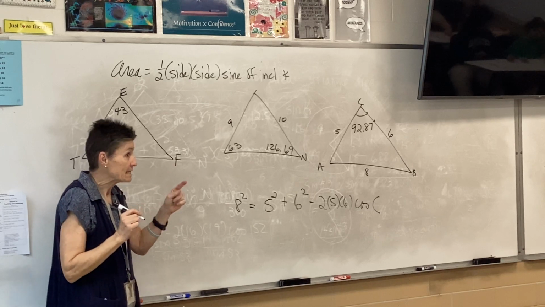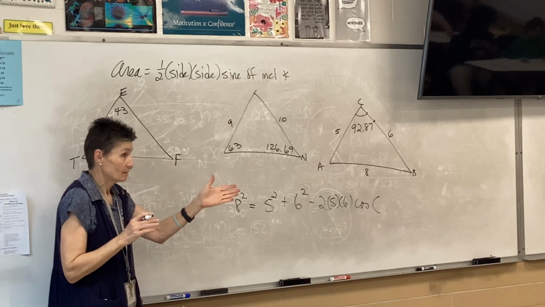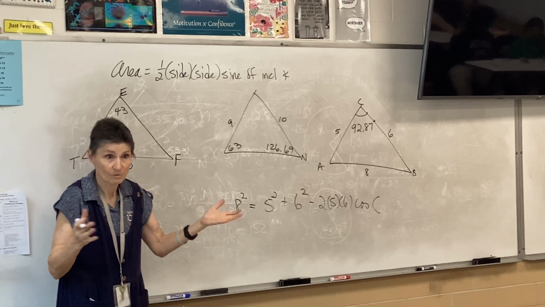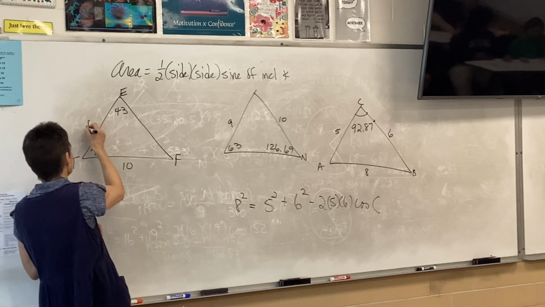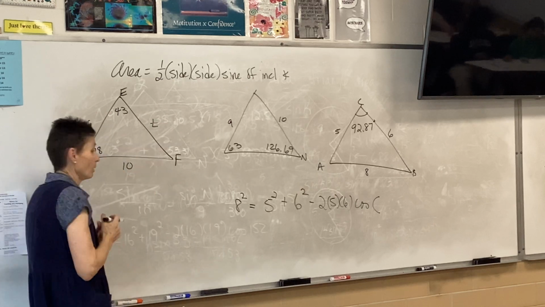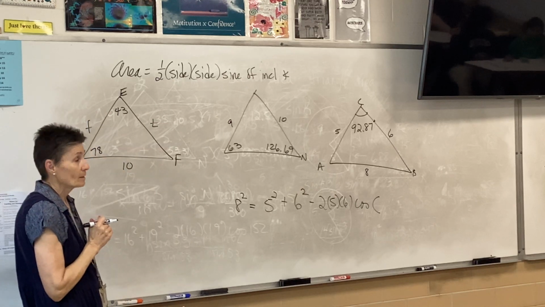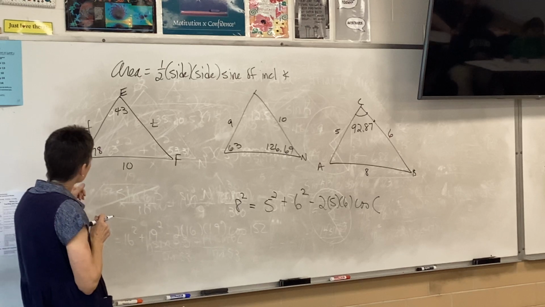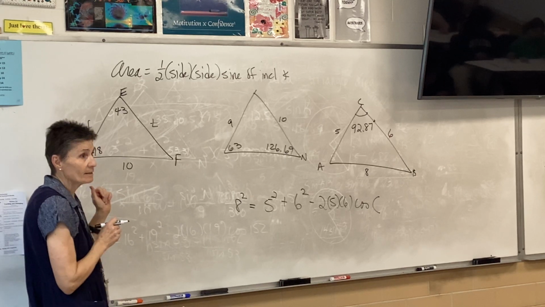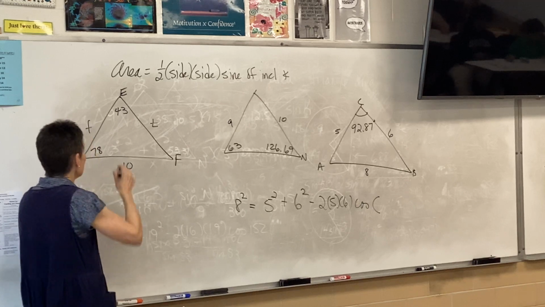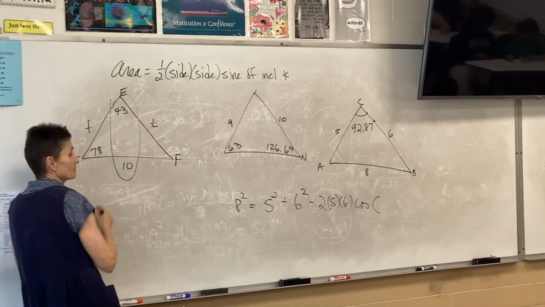So if I need another side, I will find another side. How will I find another side? Either F or T. That's actually going to be the law of sines, isn't it? Is that what you said? Yeah, because don't I have a pair right here?